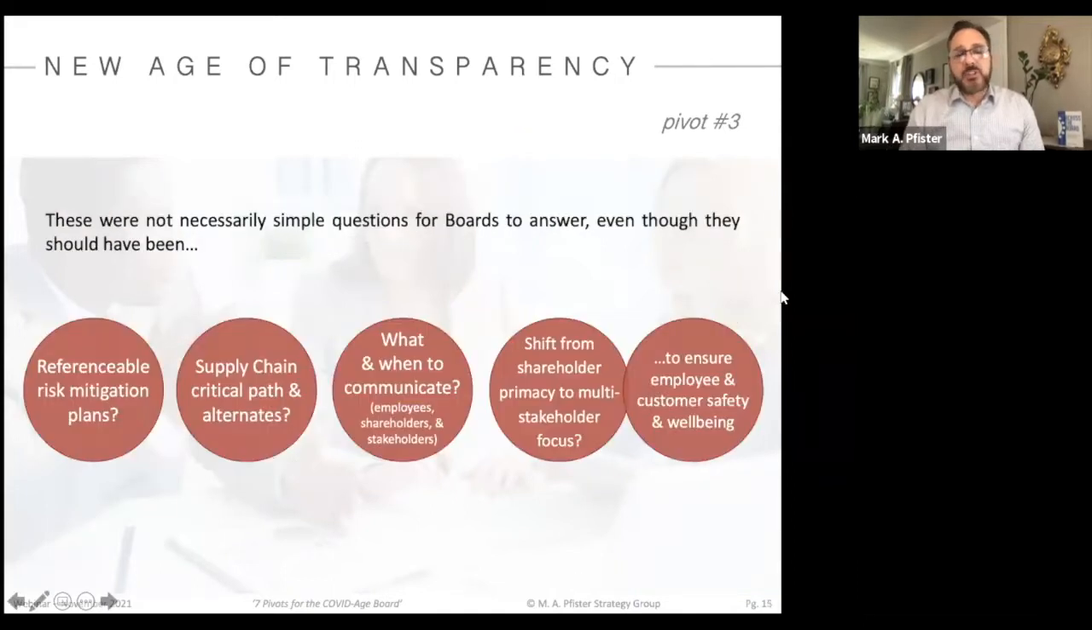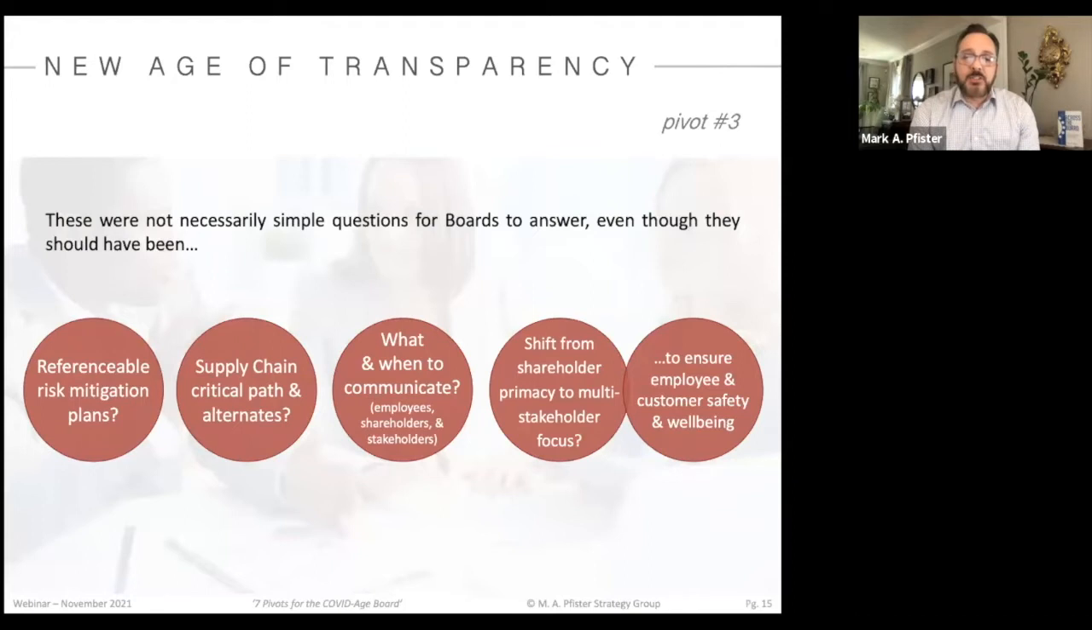So these questions that relate to transparency, they're not easy or simple questions for boards to answer, even though they should have been. So, referenceable risk mitigation plans, I mentioned a moment ago. Supply chain, right? That should be top of mind for many folks, especially as we go into the holiday season on a personal level, and for many businesses at a professional or corporate level who are struggling right now to get some of the simple parts or services they need based on these supply chain holdups. So supply chain critical path and alternates should have been an area that many boards and organizations were focused on. What and when to communicate, both internally to employees and externally to shareholders and stakeholders.